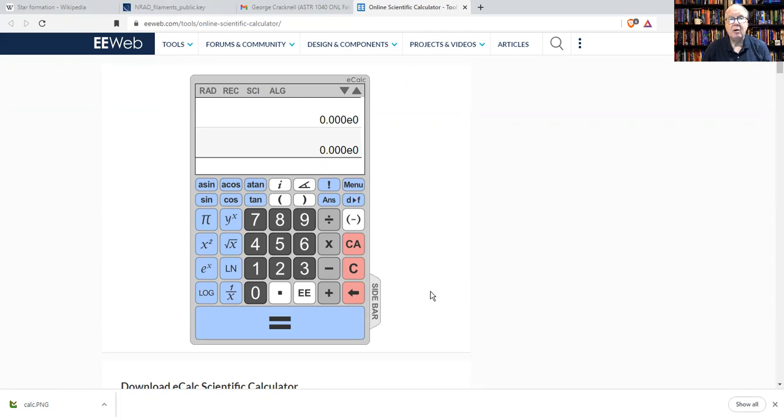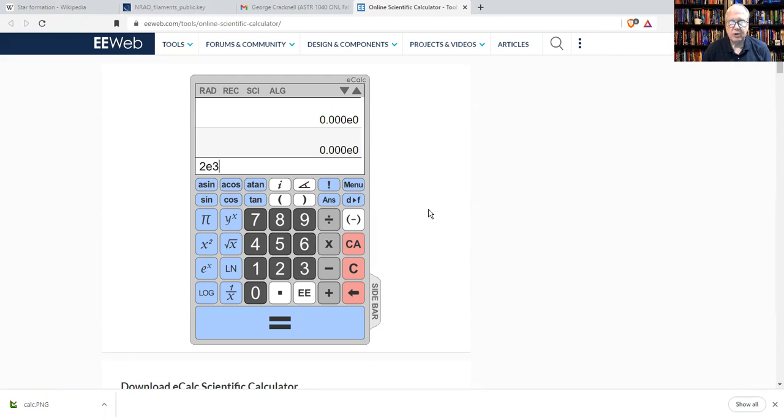So let's see how to do that. If I click 2, I click the EE key, and that means times 10 to the power of, and then the 3, and that is 2 times 10 to the third power. And you can see here, it's just a single number, and every time you see the E there, that just means times 10 to the power of.